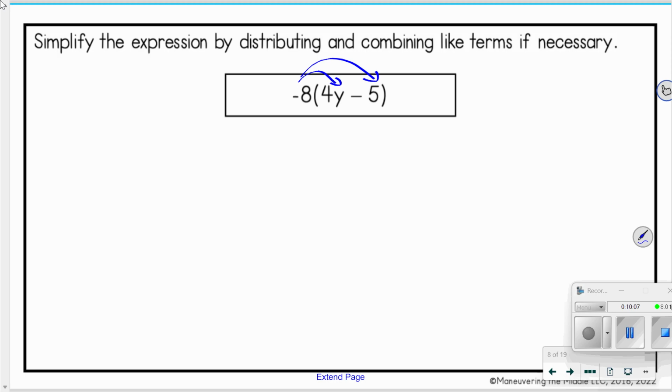Remember, multiplying is the easiest one. I just do the math, then I compare my signs. So 8 times 4 is 32y. Negative times positive is a negative. 8 times 5 is 40. Negative times negative is positive.